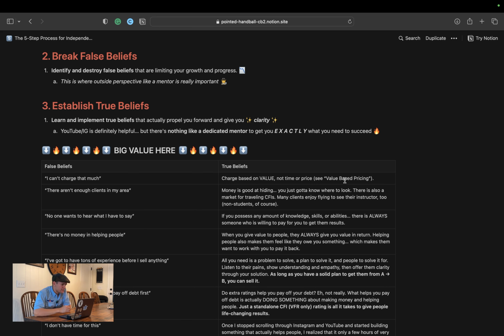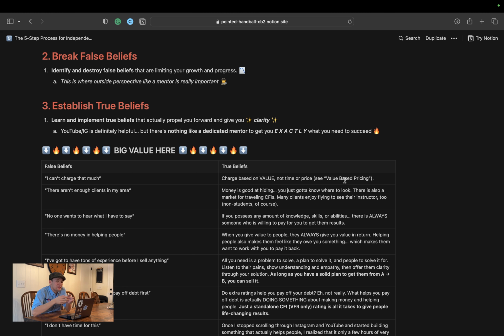The second point of mindset is to break down false beliefs. And then once you've broken these false beliefs, establish true beliefs. Now, for both of these steps, having a mentor to help you go through this process is really important. These false beliefs and obstacles that are in your way are crippling you and keeping you from moving forward in the direction that you need to go. Learning to implement these new, correct beliefs will give you clarity and propel you in the right direction.